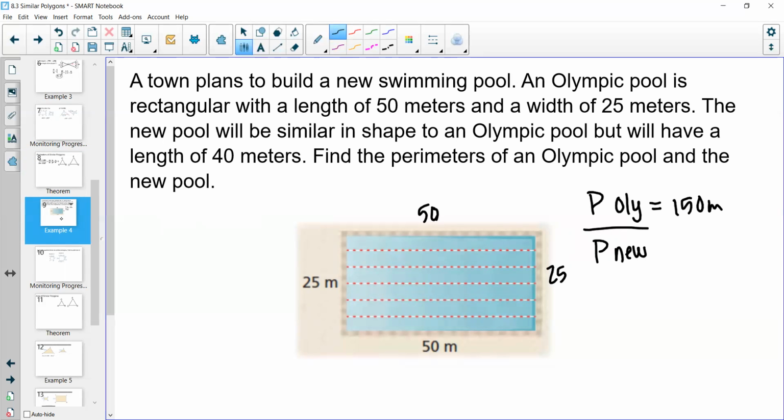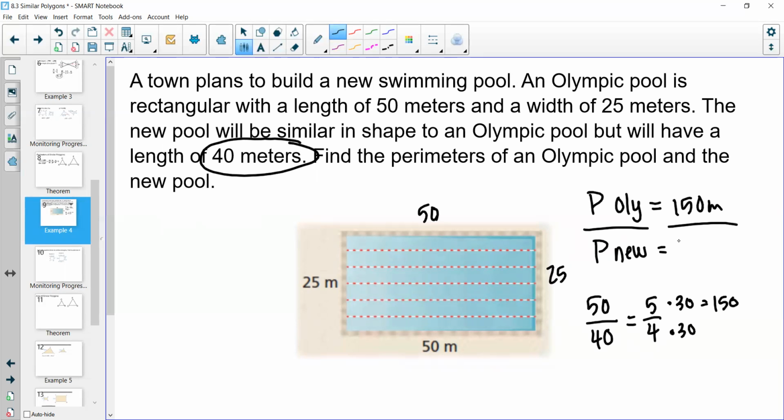So in this one, we had a 50 by 25 rectangle, but we were told that the new pool is only going to be 40 meters in length instead of 50. That means we've got this ratio of the Olympic pool being 50 over the new pool being 40, and that ratio is actually a 5-to-4 ratio. So in order for us to get a 5-to-4 ratio, we need to figure out what the perimeter of that pool is. 5 times 30 equals 150, so we need to multiply both parts by 30, and that's going to give us 120 meters. So the perimeter of our new one will be 120.